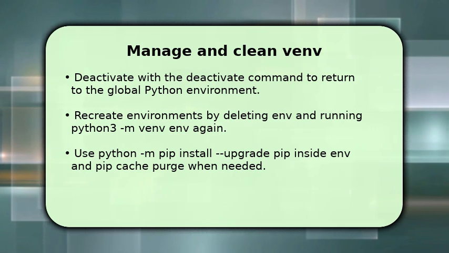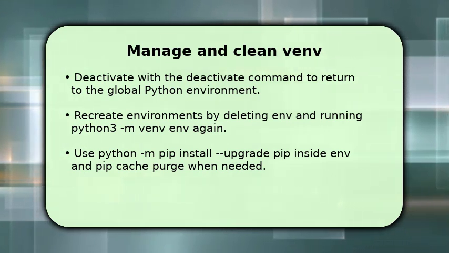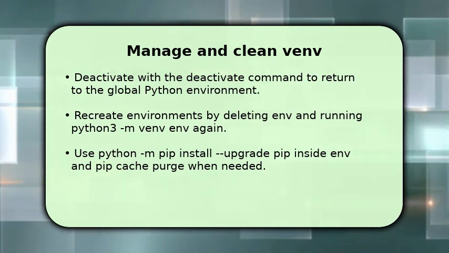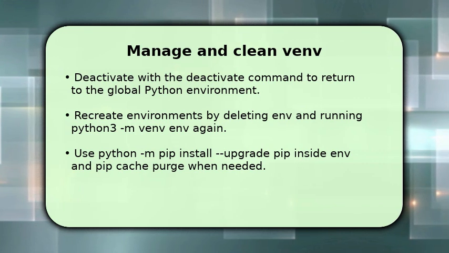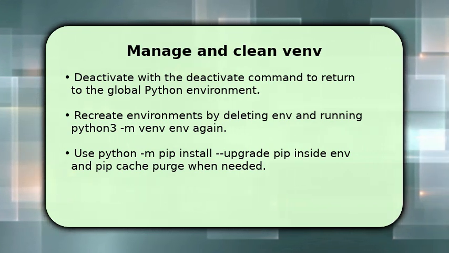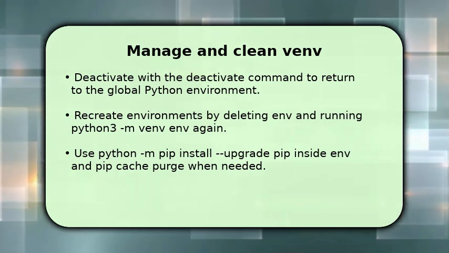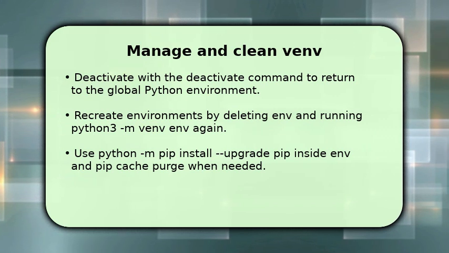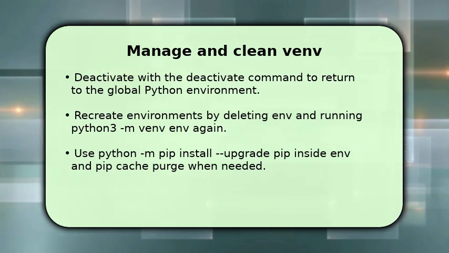To upgrade pip inside env, run python -m pip install --upgrade pip while activated. If an environment becomes inconsistent, delete env and recreate it with python3 -m venv. Use pip cache purge to free disk space when needed. Commit requirements.txt and ignore env in version control with .gitignore to avoid committing dependencies.